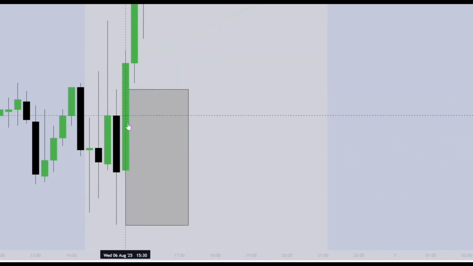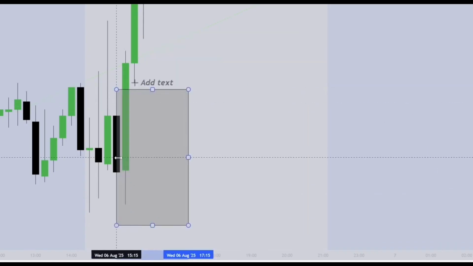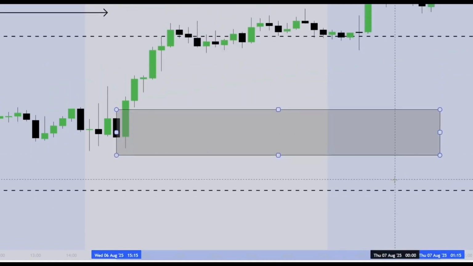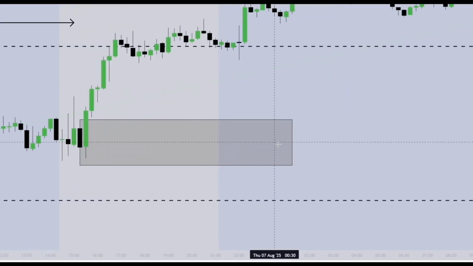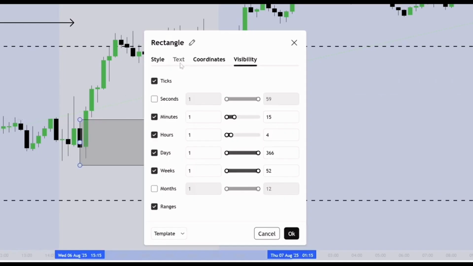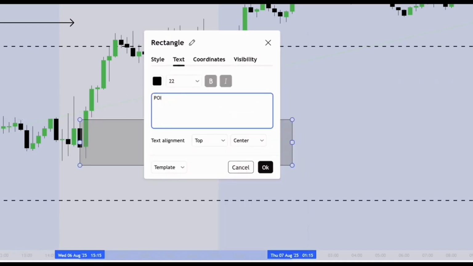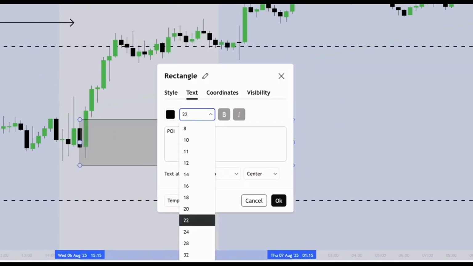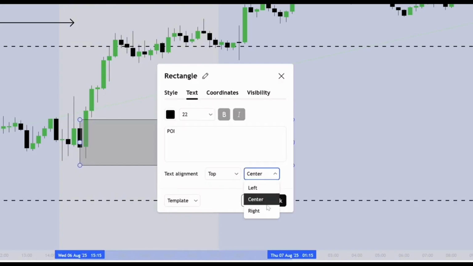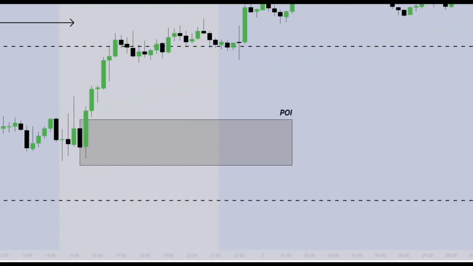It's a bit confusing. This is the point of interest, and a point of interest is derived from two things when you're choosing a POI. So this is our point of interest. You need to know that a point of interest needs to be priced correctly. If you're buying, your POI needs to be in the discount, and on top of that, it has to leave a fair value gap. These are the two things.